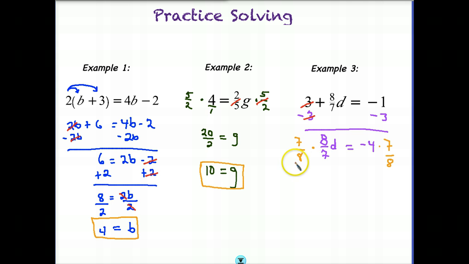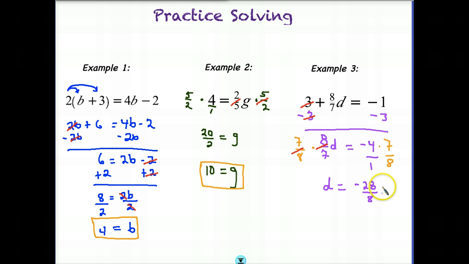7 times 8 is 56. 8 times 7 is 56. Any number divided by itself is always 1. On the left side, then all we are left with is d. And on the right side, again, if you like and it's more comfortable, draw a line and put -4 over 1 so that you can multiply straight across. Negative 4 times 7 is negative 28. 8 times 1 is 8.